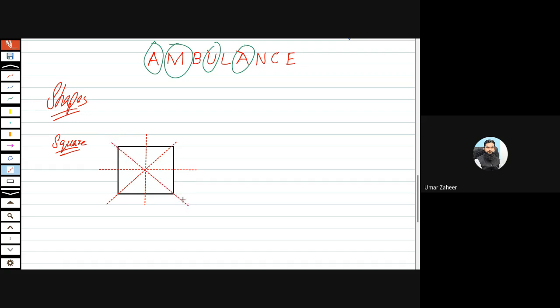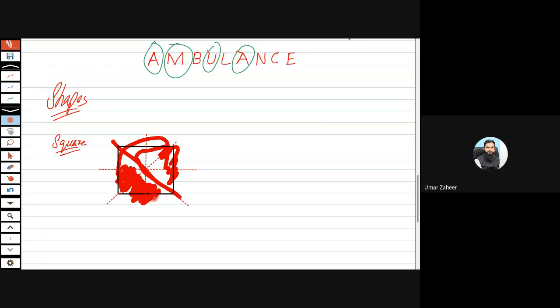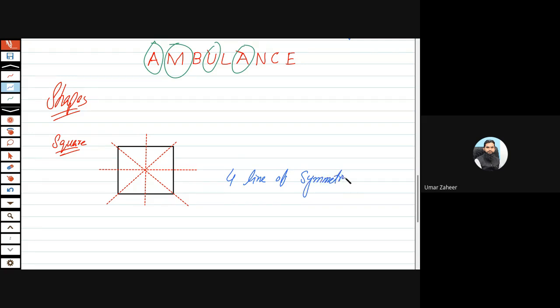The diagonals are also lines of symmetry because this part is going to be exactly making the reflection on the other side. In the same way, if I make a line of reflection here, this part is exactly making the image on the other side. So if we are talking about a square, we have 4 lines of symmetry.